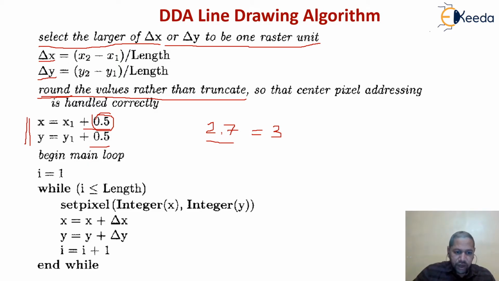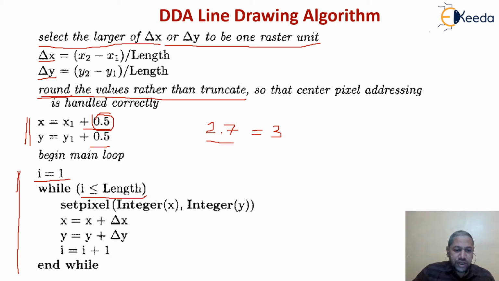This is where our main loop starts. Begin main loop. What is the initial value of I? It should be 1. How many times will this loop be executed? The condition for termination is I is less than or equal to length. And the length is the larger of delta x and delta y. So I just increment one by one, activating every pixel until the length.